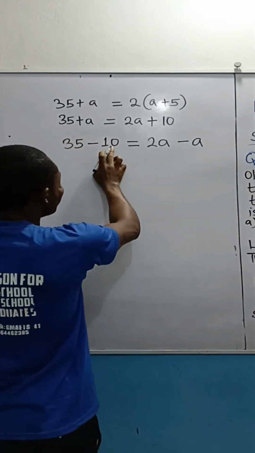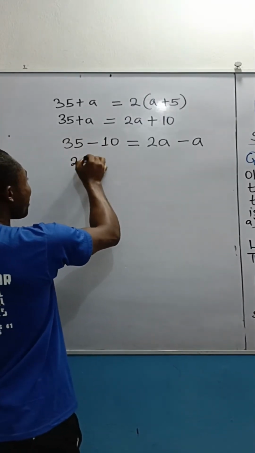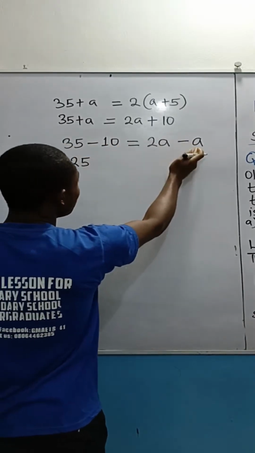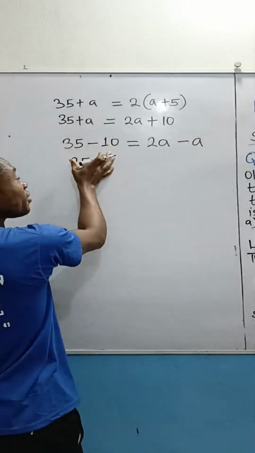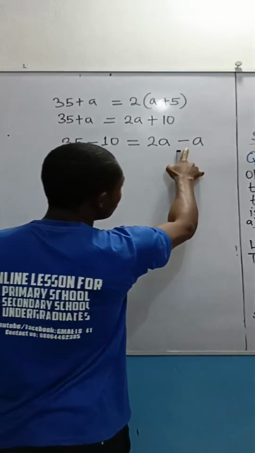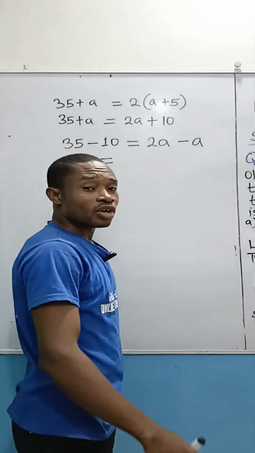35 minus 10 will give us 25. So you write 25 under. On the right hand side, you get 25. Before moving on, on the left hand side, you have 25, which is 35 minus 10. Put your equal to before you write what you have on the right hand side.